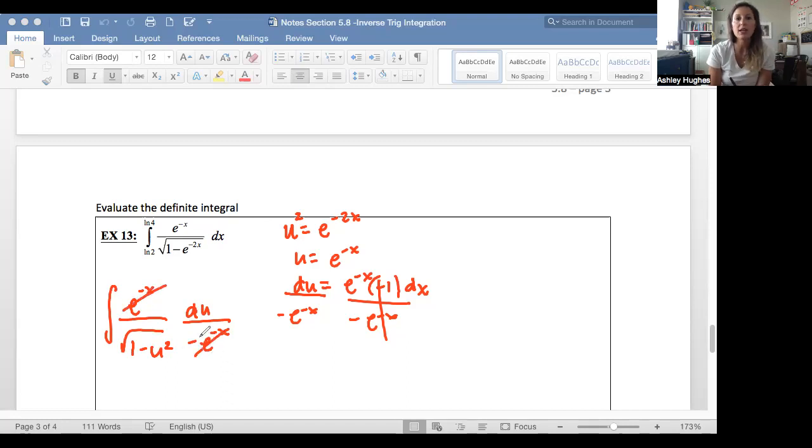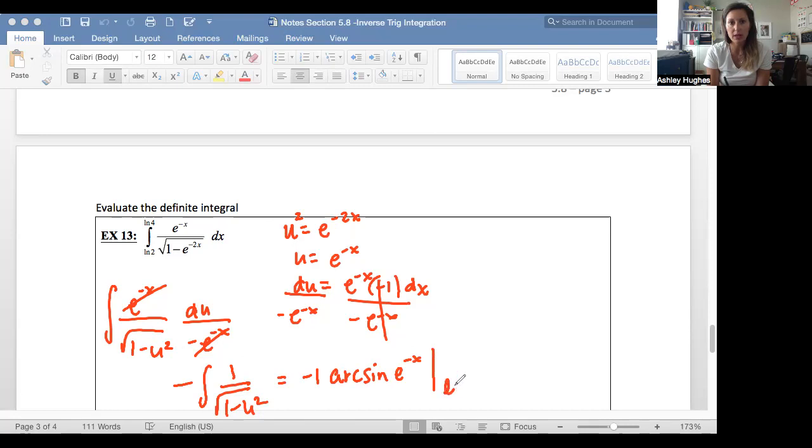So those simplify to give me just this negative 1, which I could bring out front. And so this is arcsine, that's arcsine's formula. So we have negative 1 arcsine u over a. U is e to the negative x, a is just 1. And so then I can plug in my bounds: natural log of 2, natural log of 4. So if we do that, we will have negative arcsine e to the negative ln 4 minus the negative, so plus arcsine e to the negative ln 2.